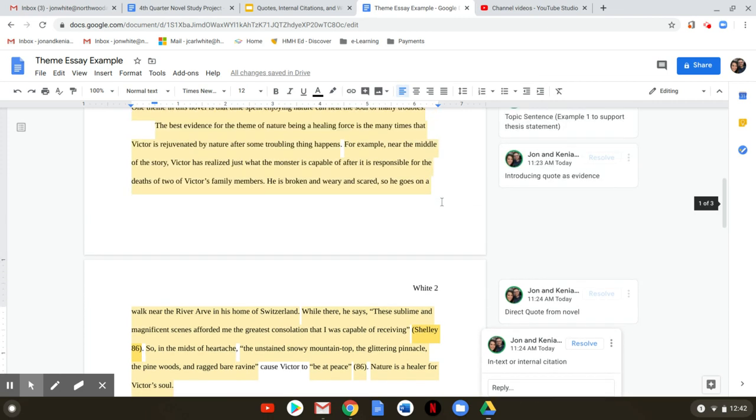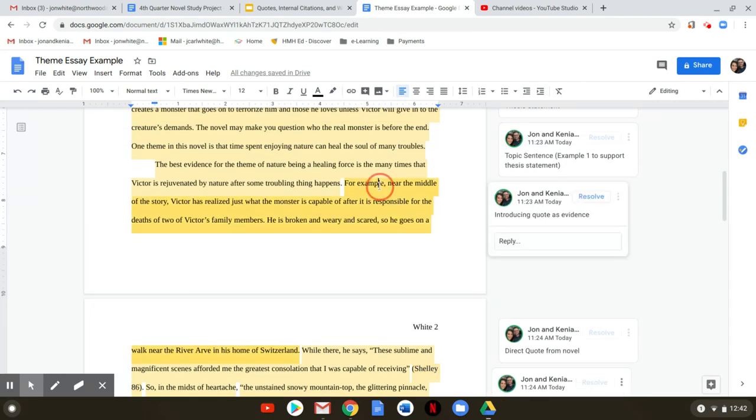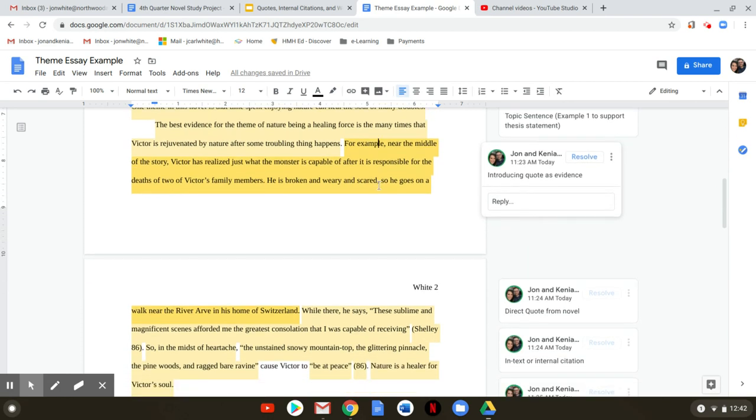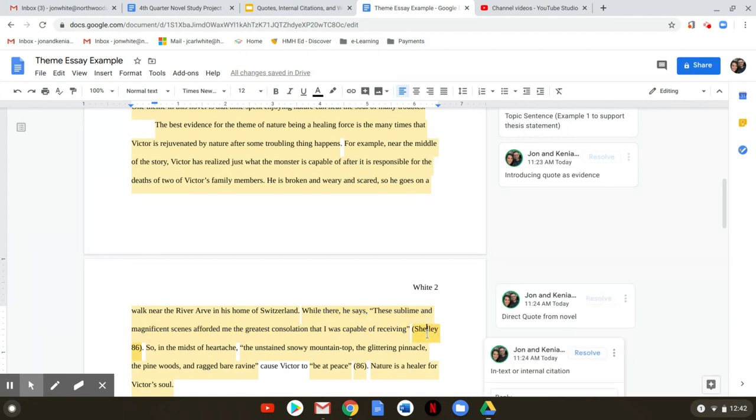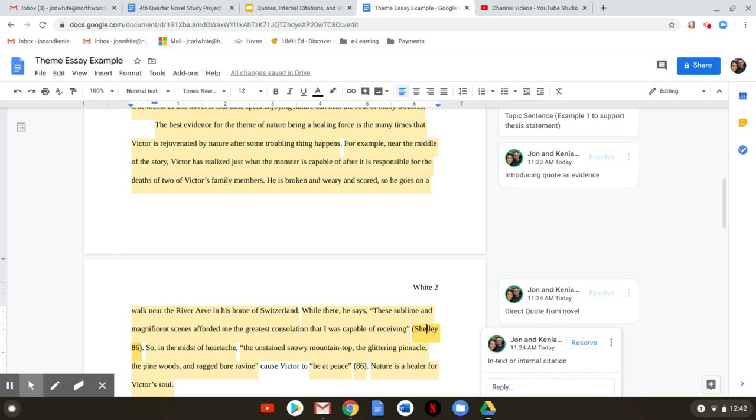The flow of using a quote is I need to introduce it and tell my reader where this happens in the story and maybe a little bit of plot building up to it. And then I need to use the quote. I incorporated it into my sentence. While there, he says, comma. Here's the direct quote. And then I used an internal citation to say where that information came from. Where did that quote come from?